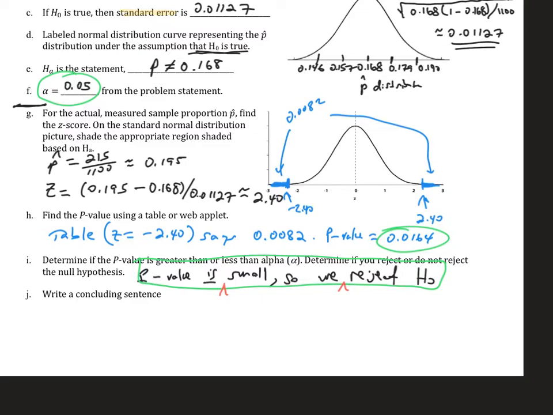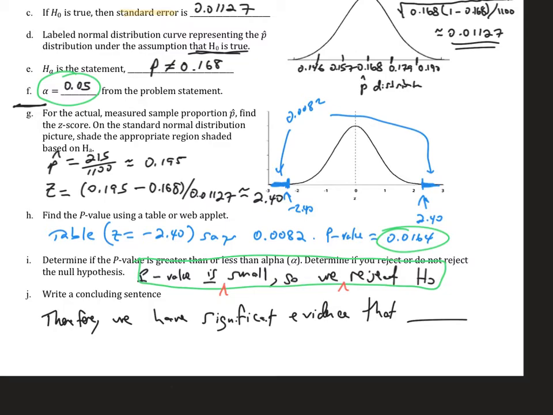So if we reject H0, we say, therefore, we have significant evidence that, since I'm rejecting H0, I have significant evidence to support HA. If I go back up, remember HA means the alternative hypothesis. So rejecting H0 means you believe in the alternative. The alternative is p not equal to 0.168.